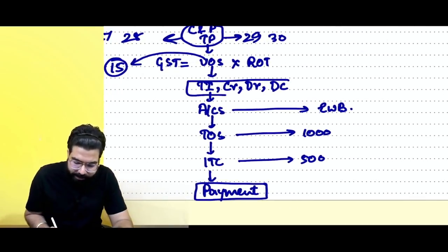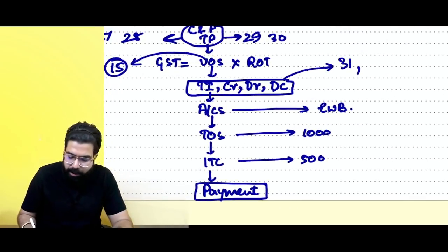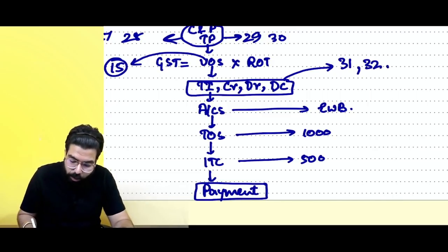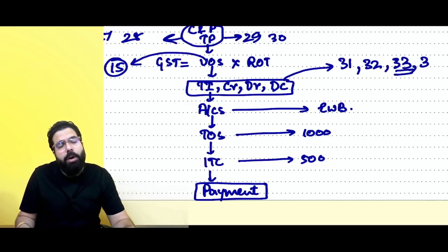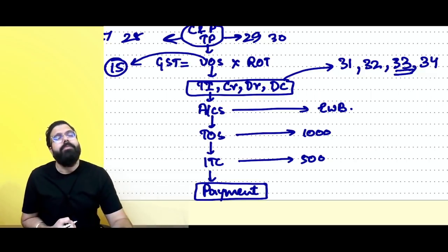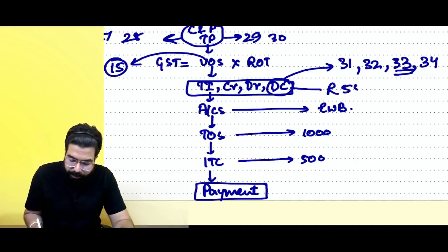Now, we learned tax invoice ka chapter. In tax invoice ka chapter we learned section number 31, which told about the various tax invoice, receipt vouchers, etc. 32 told about prohibition. 33 told about tax amount to be shown separately. 34 told about credit note and debit note. Delivery challan was rule number 55.